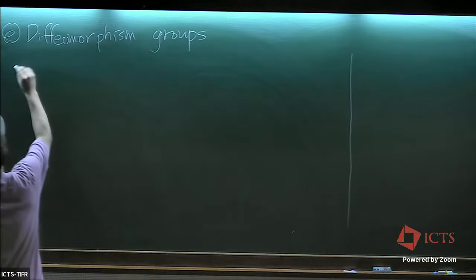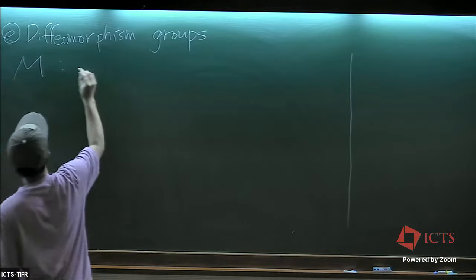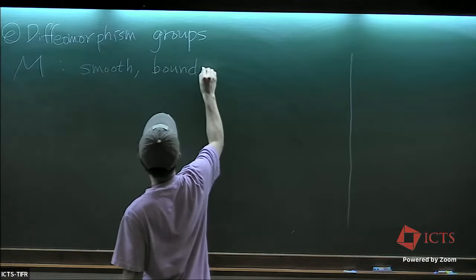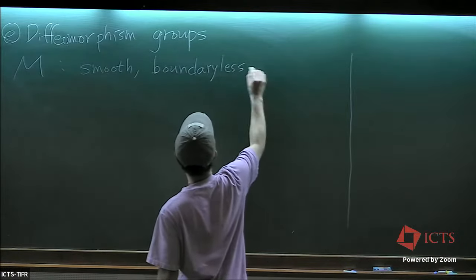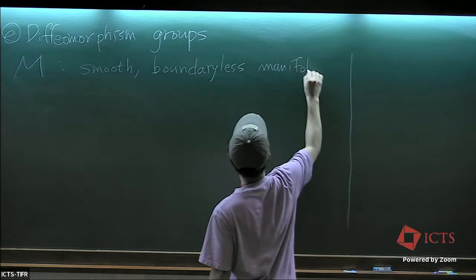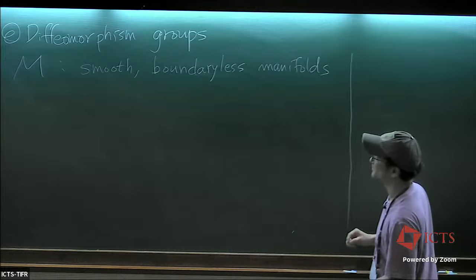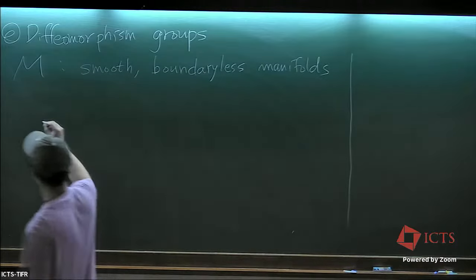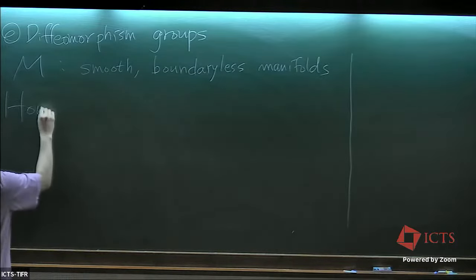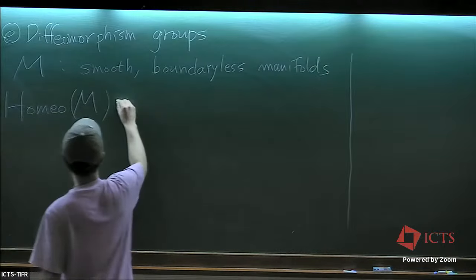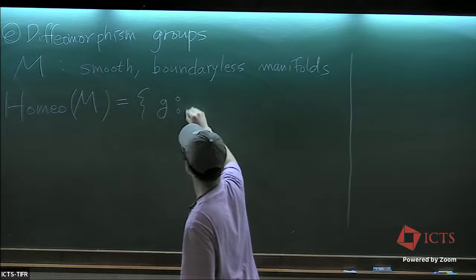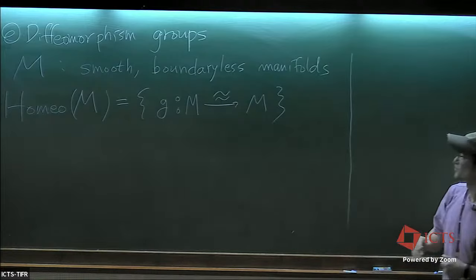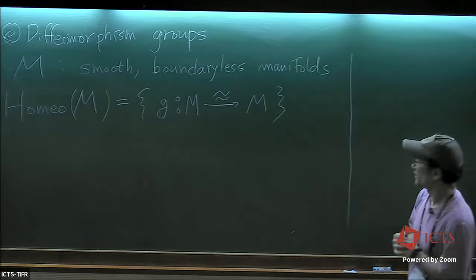So manifold diffeomorphism groups. Today, let's say M is a smooth boundaryless manifold, although eventually we'll just drop these conditions like smoothness or boundarylessness. Then you can talk about its homeomorphism group, which is the collection of all the homeomorphisms, which is abbreviated as these two tildes. And this is certainly a group, right?